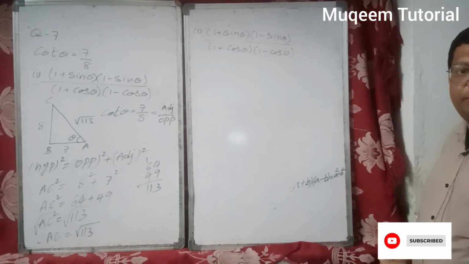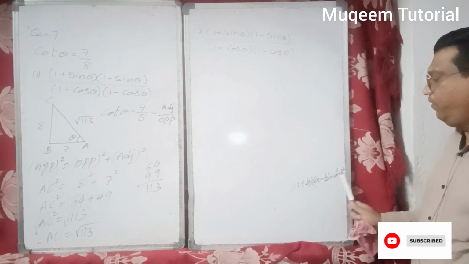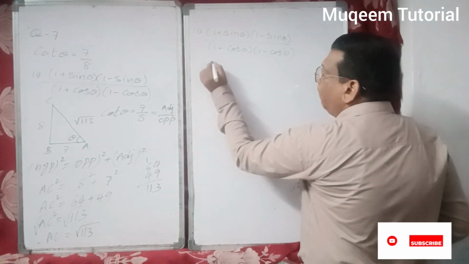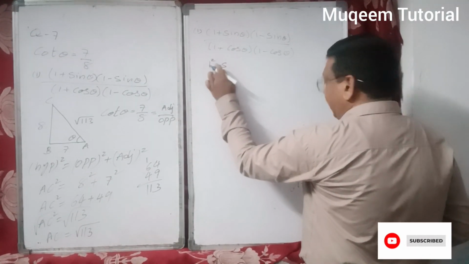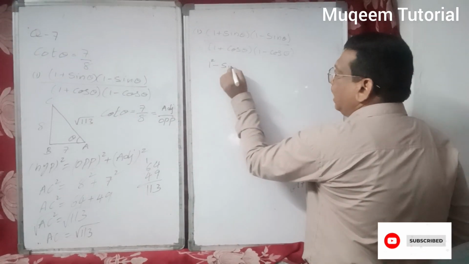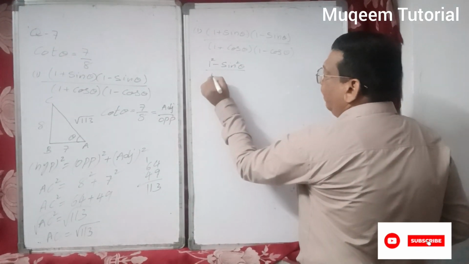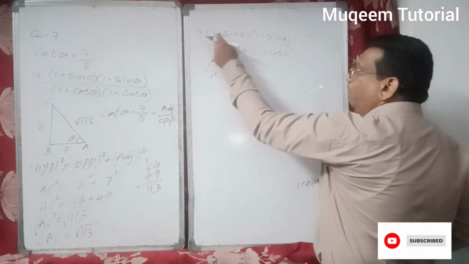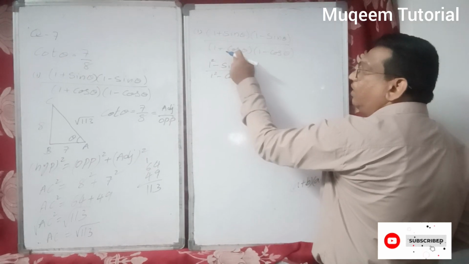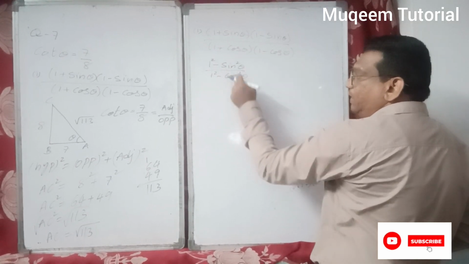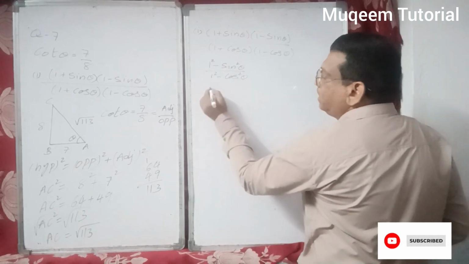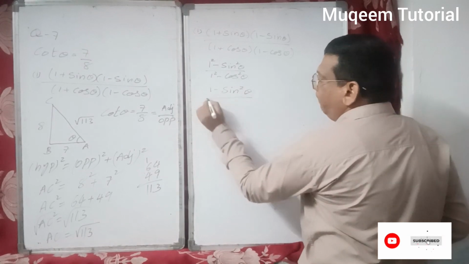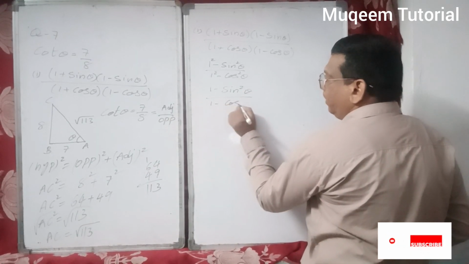Maybe you remember this formula, a plus b into a minus b is equal to a square minus b square. So by this formula I am writing 1 square minus sine square theta by 1 square minus cos square theta. Here at the place of a, 1 is there, at the place of b, sine is there. Here at the place of a, 1 is there, and at the place of b, cos. So now it becomes a little bit simple. 1 square means 1, so 1 minus sine square theta by 1 minus cos square theta.